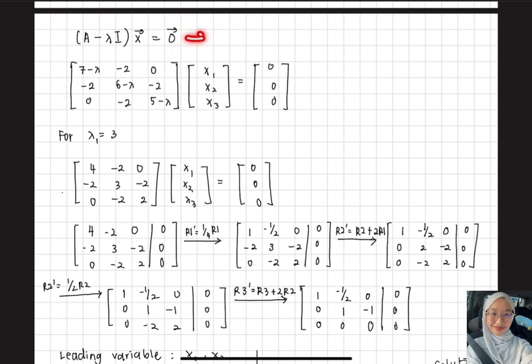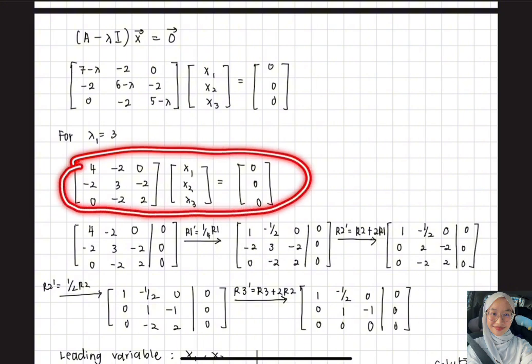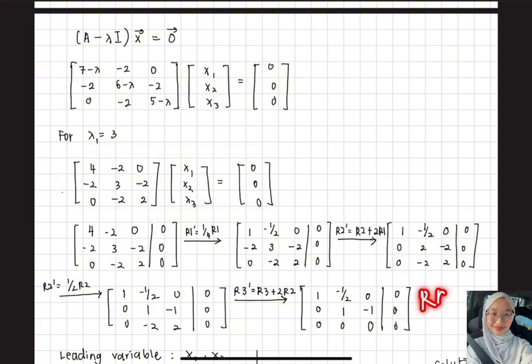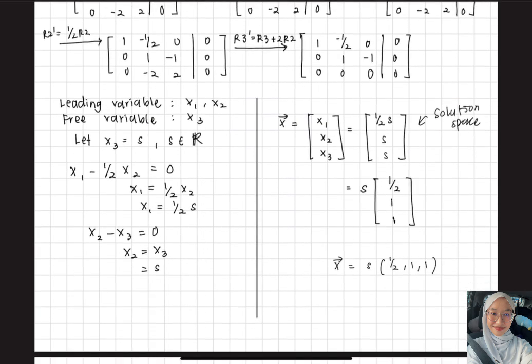So we change the equation into the augmented matrix form. For lambda 1 equals 3, we substitute 3 into this matrix and we get this. So we solve this until we get the matrix in RREF form. As we can see, the leading variables are x1 and x2 and the free variable is x3. Since the free variable is x3, we let x3 equal s, where s is an element of R.